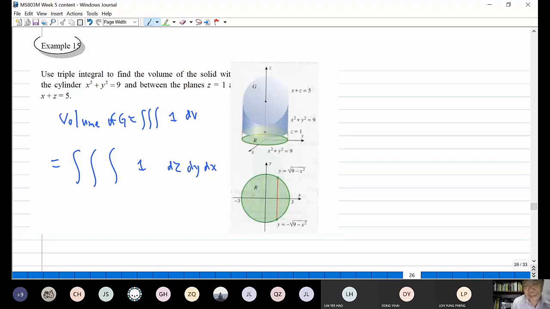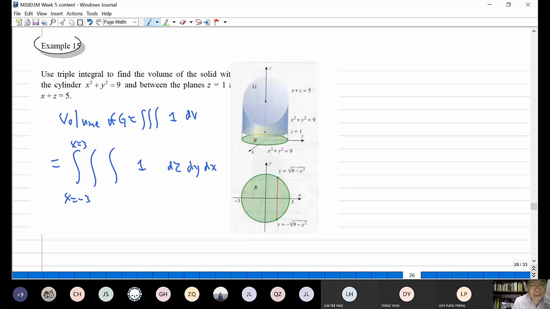If you look at the region at the base, because they have a common base, which is a circle of radius 3, x squared plus y squared equals 9. This is a circle of radius 3. That common base, all the solid goes up from this base because of the equation x squared plus y squared equals 9. So x goes from where to where? You can see x goes from -3 to 3.